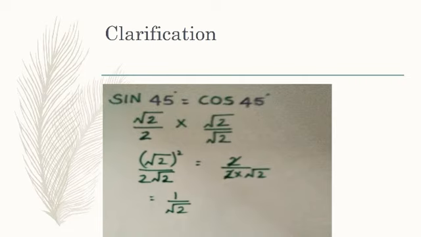That is, in the numerator you have only 2. In the denominator you have 2 into root 2. 2 gets cancelled. The result is 1 by root 2. That means root 2 by 2 is equal to 1 by root 2. So this clarification I made to the students who asked the doubt, and also this is for your information.